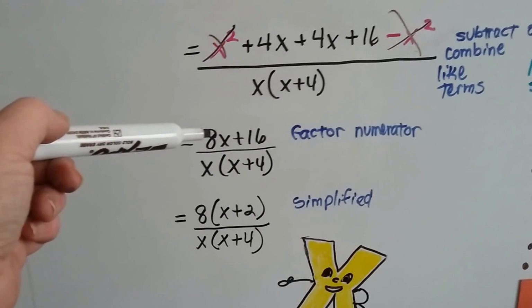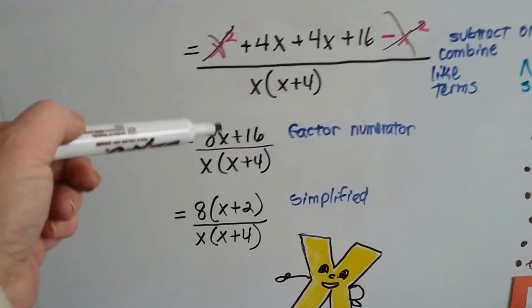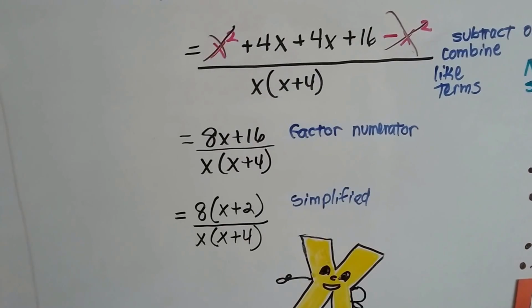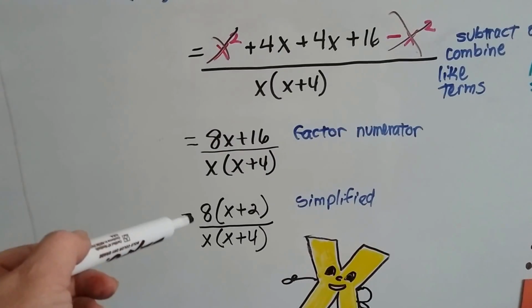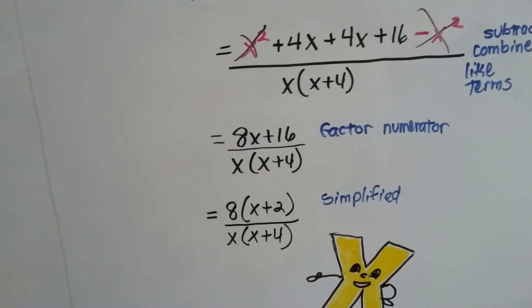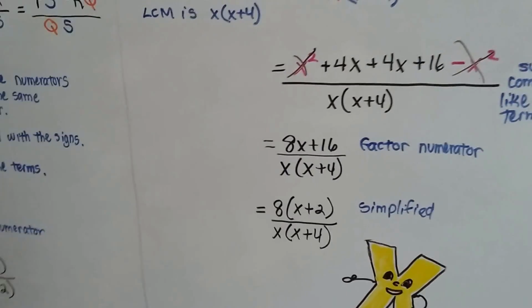And how can we factor that? Well, it could be 8 times x plus 2. That would make 8x plus 16, wouldn't it? And our simplified answer is 8 times x plus 2 over x times x plus 4. And we're all done. All right?